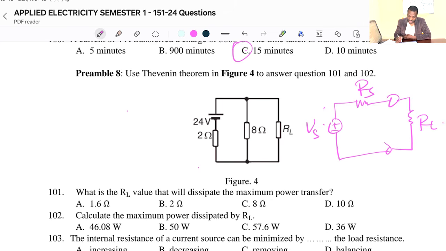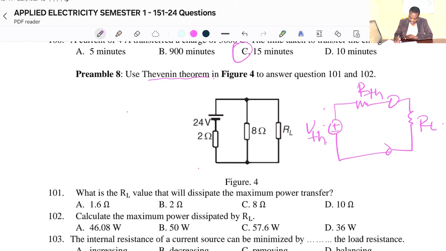So I have to arrange this to resemble a simple circuit, and the way we do it is by using Thevenin's theorem. When it comes to Thevenin's theorem, it's the same thing, but we just call this RTH and then VTH. So I have to get VTH and RTH, and my RTH will be the same resistance as the load resistance. That will give us the maximum power transfer. So let's get RTH from this circuit diagram.